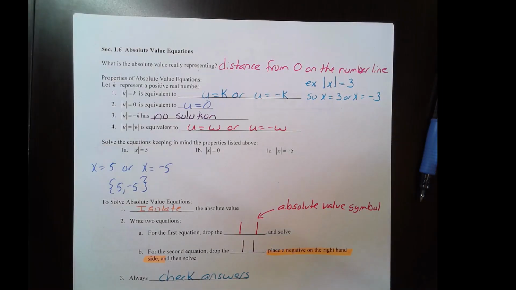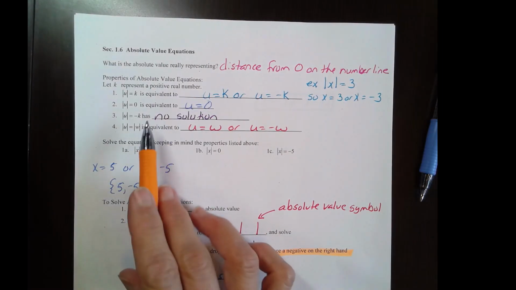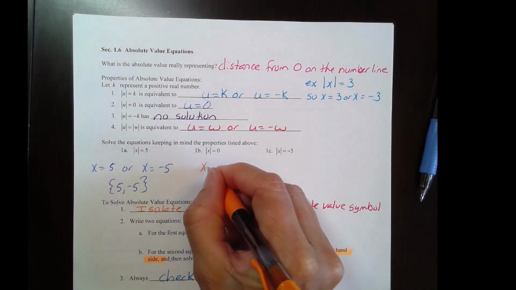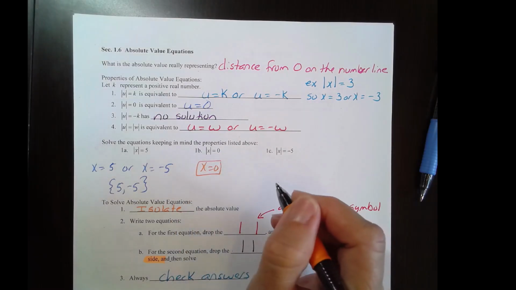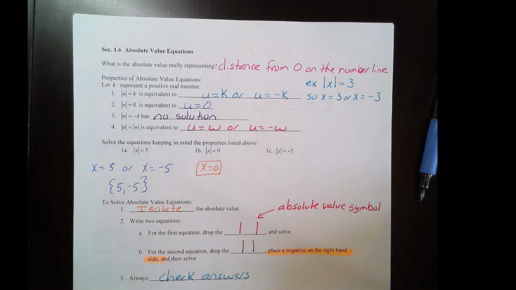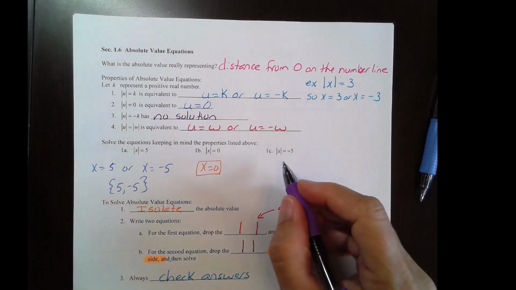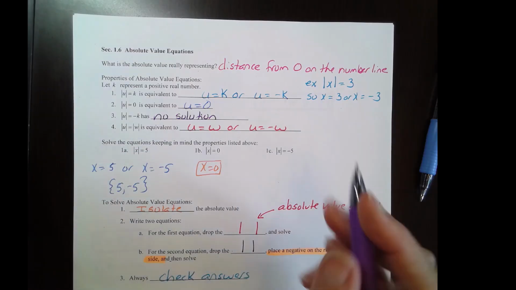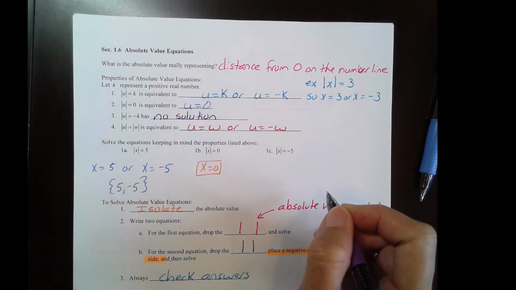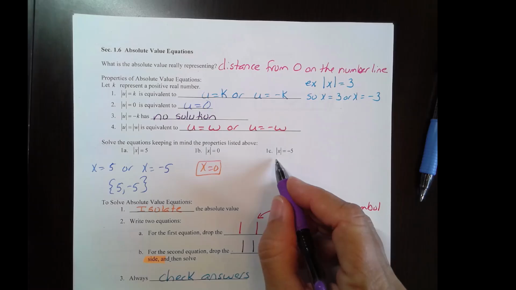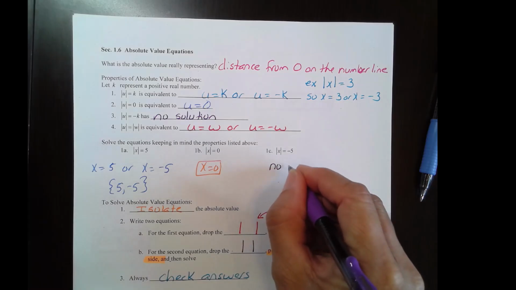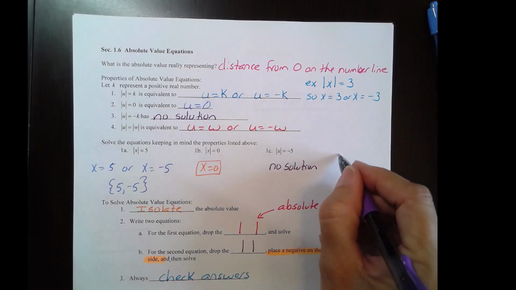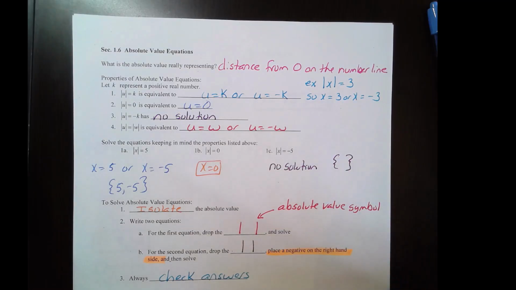1b, the absolute value of x equaling 0. Well, that would fall under property 2 that said if the absolute value of x equals 0, the only answer would be x equaling 0. 1c, the absolute value of x equals negative 5. Well, that would fall under the third property, the absolute value of u equaling negative k. You can't have a distance being negative, so your answer would be no solution. And if you're using ALEKS, sometimes ALEKS likes to use the empty set.